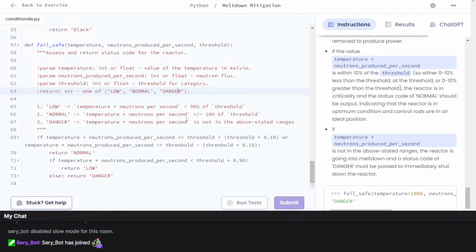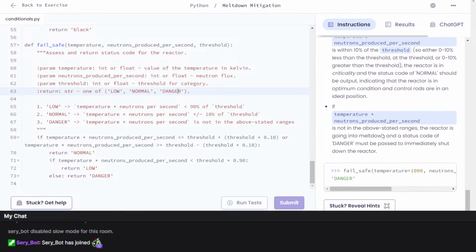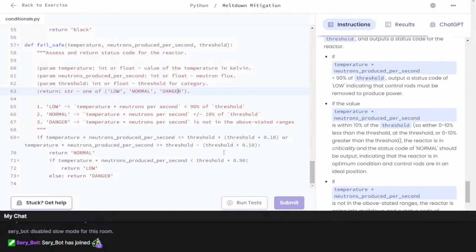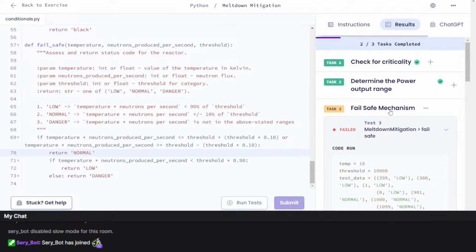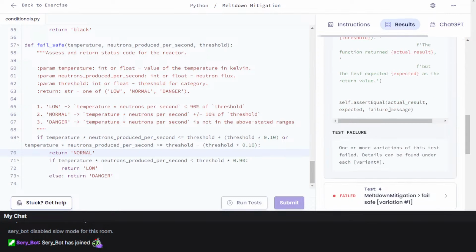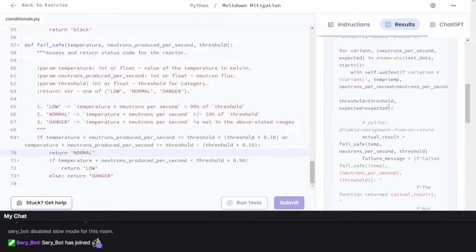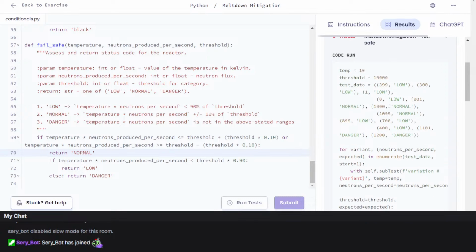Oh, time to look at this again. This does not give me the output that I want.